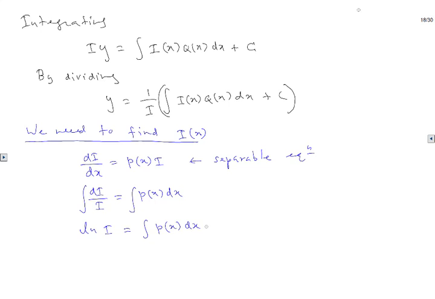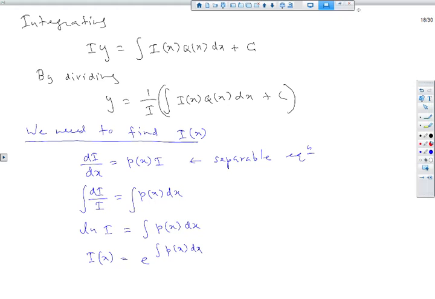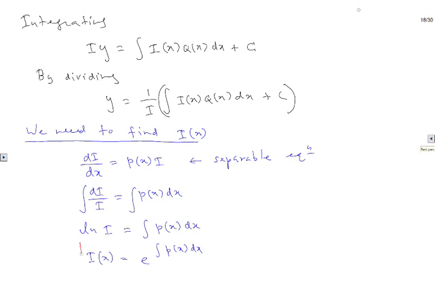Now we can rewrite this in the exponential format. So that means your I(x) function becomes the exponential of the integral of P(x) dx, and you can see that this is going to give you the unknown function I. Since we know P(x), we can just integrate and put it to the e, and that's what you're going to get.